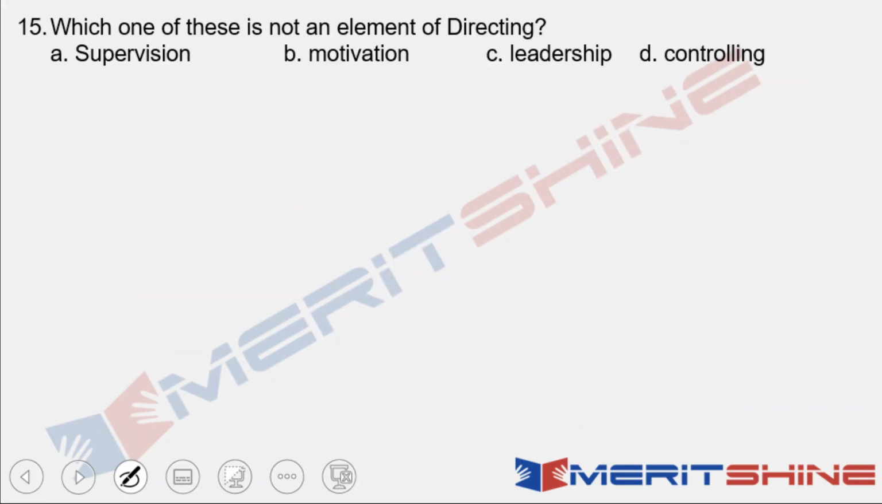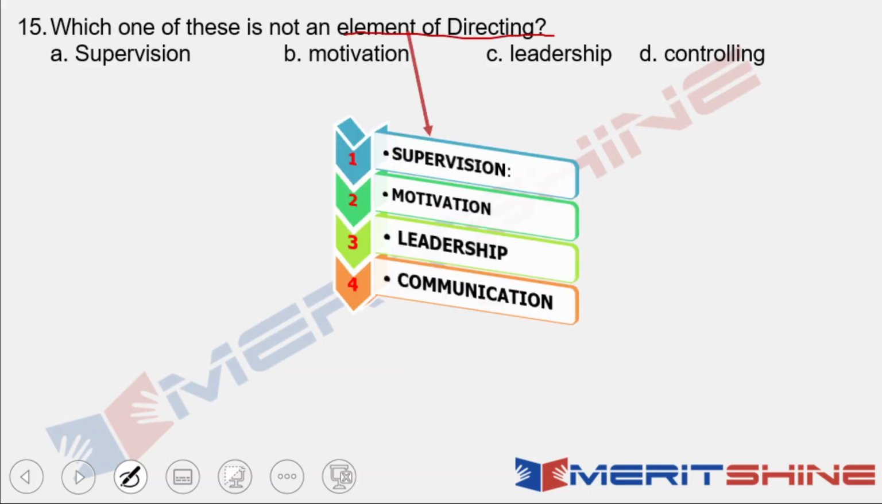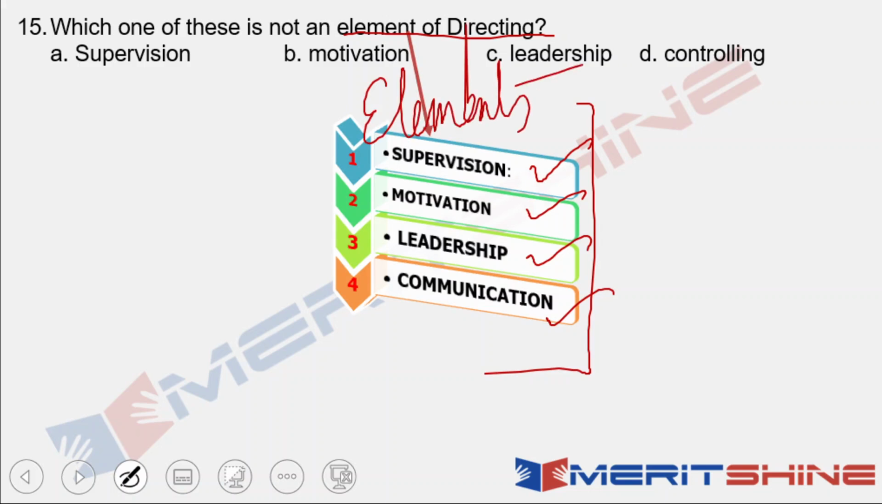Okay. The last question, number 15, now. Which one of these is not an element of directing? Okay, we have done a little about directing and elements of directing. Let me show you the elements of directing first. Supervision, motivation, leadership, communication. These are called the elements of directing.